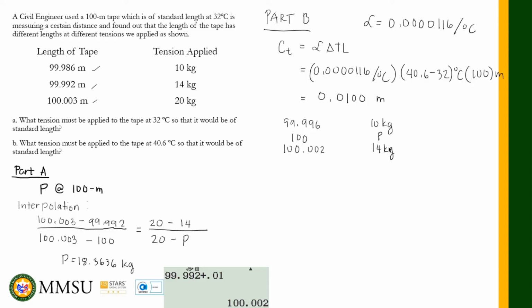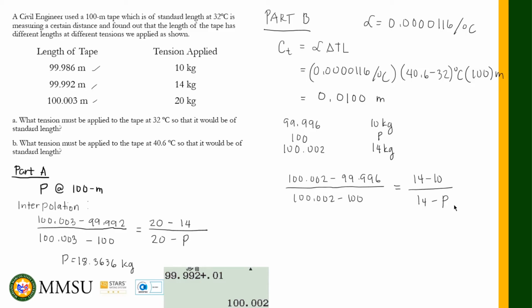So ang hinahanap natin ay 100 meters for what pull. Okay. So we use interpolation, just like what we did sa part A. So this is 100.002 minus 99.996 all over 100.002 minus 100 is equal to 14 minus 10 all over 14 minus P.